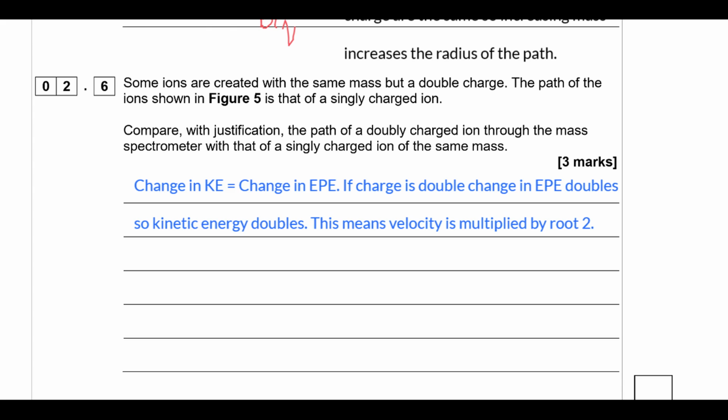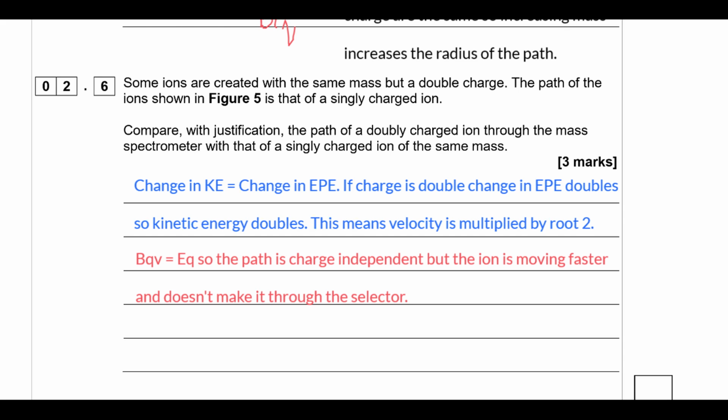Now let's look at it going through the velocity selector. We've got double the charge and the velocity has been multiplied by √2, and then we're going to equate that to the electric force. So let's do that.